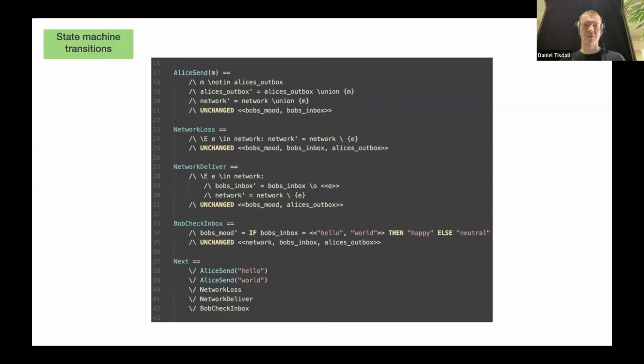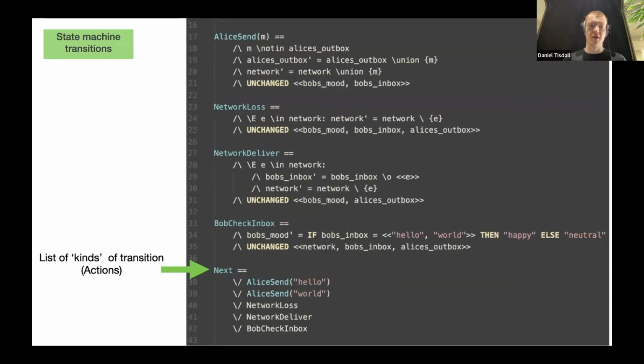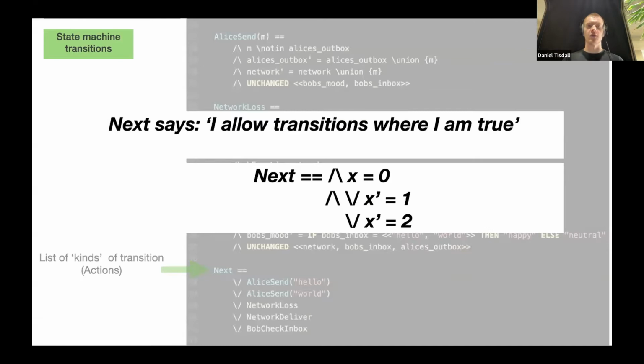So we should also define transitions. I'll zoom in. So you should, again, in this next operator, list the kinds of transitions. And it's also to be thought of as a selector. So the next says, I allow transitions where I am true. Next is kind of a pure function over a before state and an after state. So if it's true for those before and after states, then it will allow the transition from that before to after state.